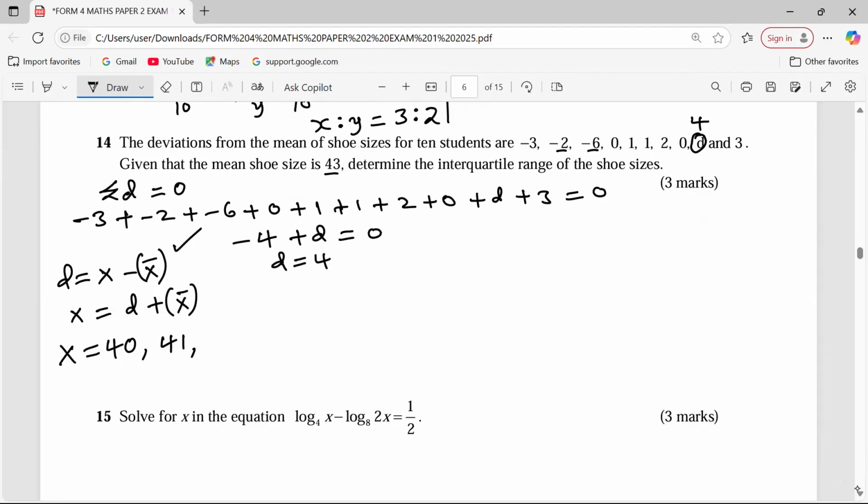-6 plus 43, 37. 0 plus 43, 43. 1 plus 43, 44. Another one, 44. Then 45. Then 43 because of 0. Then 47 because of 4. Remember, D is 4. And finally, 46. So we are having all the values now.